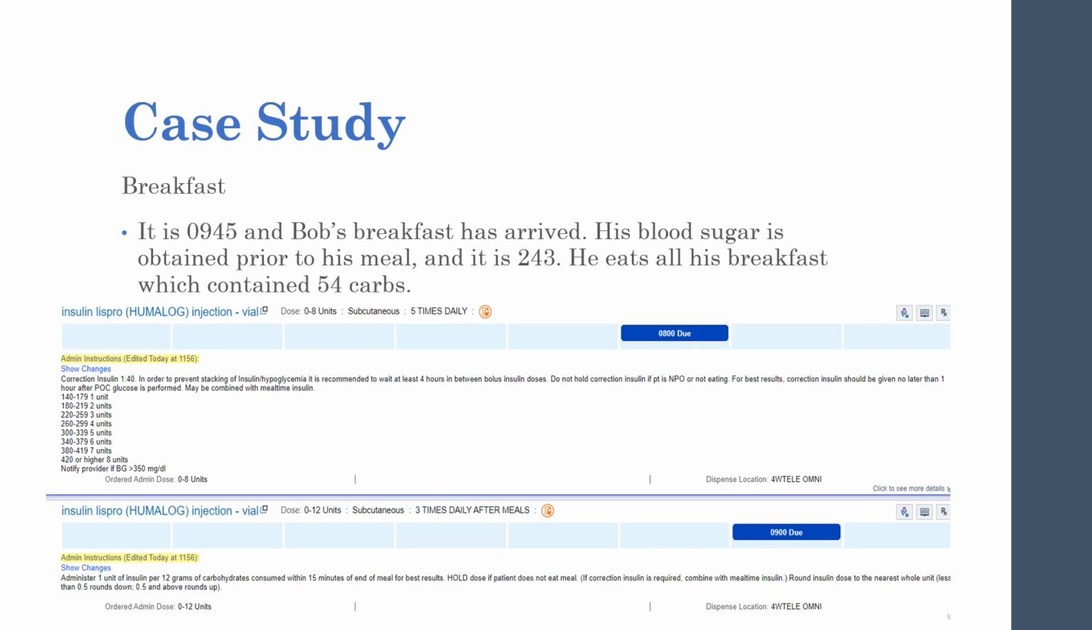It is now 09:45 and Bob's breakfast has just arrived. His blood sugar is obtained prior to his meal and it is 243. He eats all his breakfast, which contained 54 carbs.